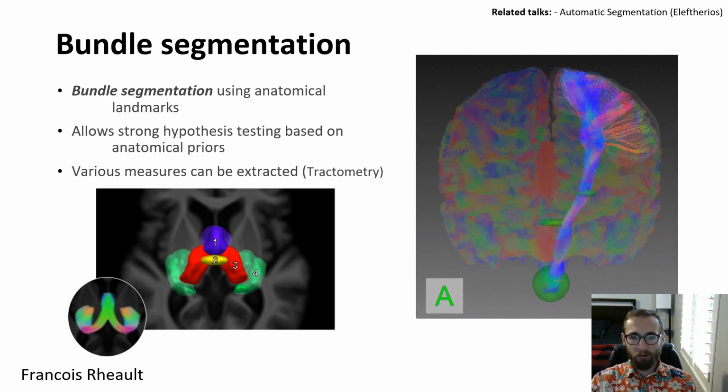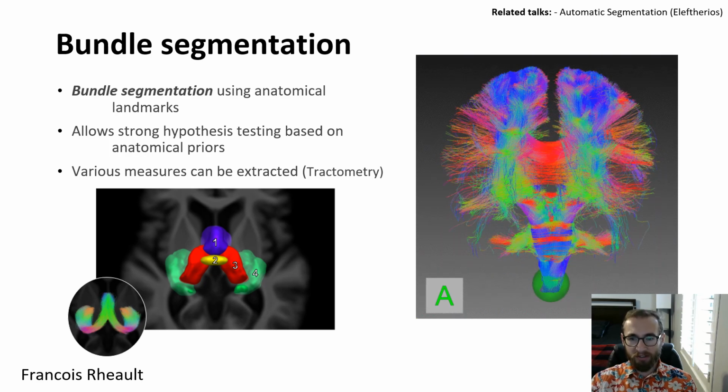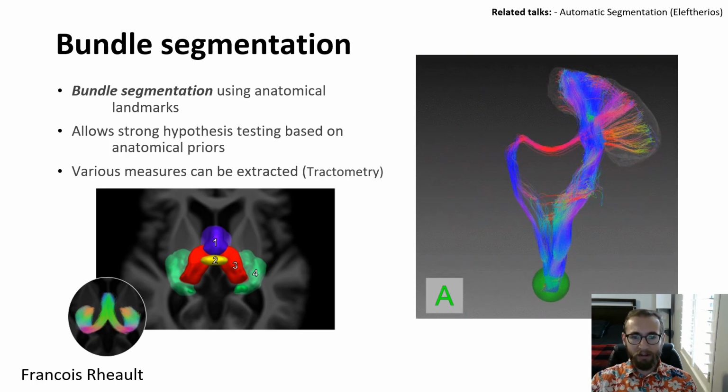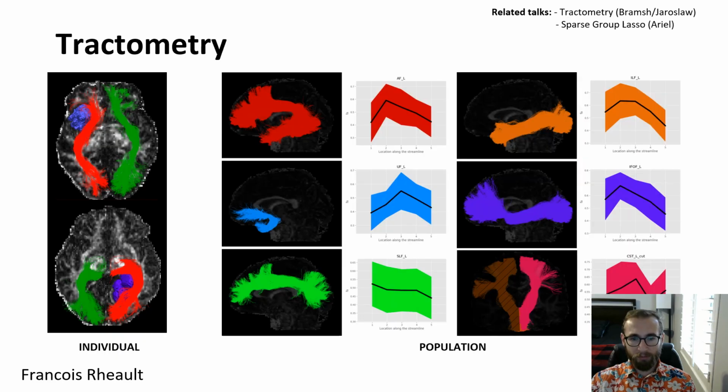So this is done using tractometry. A bundle segmentation is not an end by itself. It needs to be quantified using tractometry. Before I introduce the small concept of tractometry, it's important to know that bundles by themselves, for n equals 1, so a single individual, can be useful.